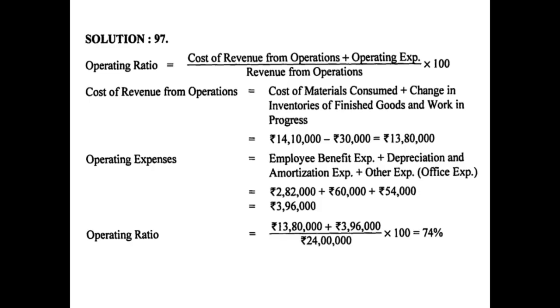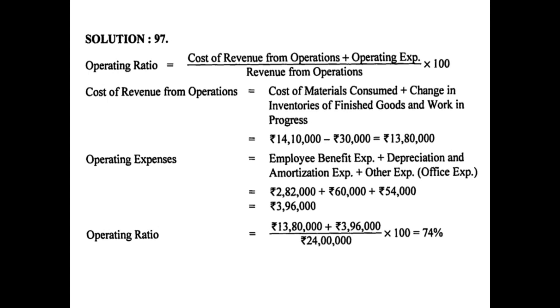As you can see the formula, operating ratio is equal to cost of revenue from operations plus operating expenses upon revenue from operations into 100. So cost of revenue from operations, we already know, we have to add all the costs of material consumed, that is the direct cost, basically we have to add plus change in inventory of finished goods and work in progress according to this question, because in this question only this information is given, no direct expenses are given to you. So cost of material consumed is 14 lakh 10,000.